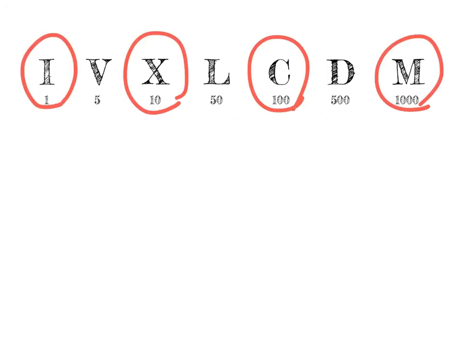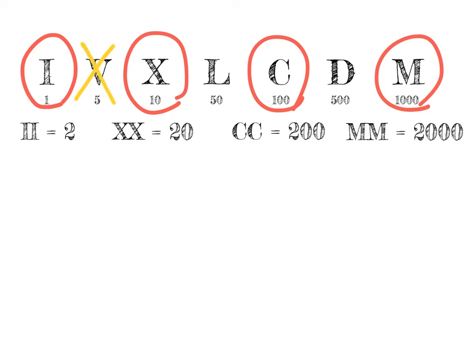Now, the Romans used combinations of just 7 letters to represent all of their numbers. I like to think of these numbers as banknotes with denominations in 1, 5, 10, 50, 100, 500, and 1,000. Some of these symbols can be repeated. Others cannot.